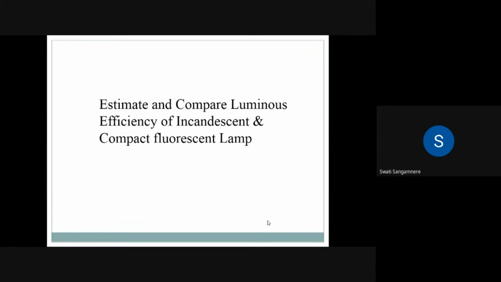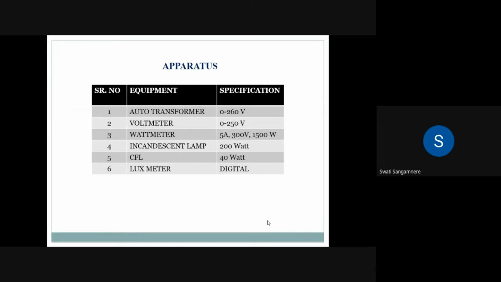Today we are going to perform practical number 3, that is, estimate and compare luminous efficiency of incandescent and compact fluorescent lamp. Then see which resources or apparatus are required to perform this practical.